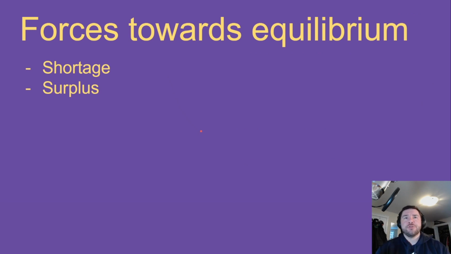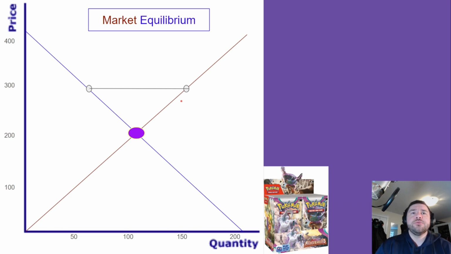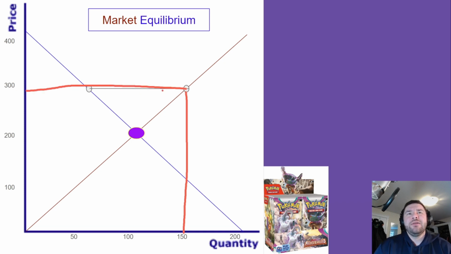That's when we talk about forces towards the equilibrium. You've got shortages and you've got surpluses. You've probably heard both of those words. I'm sure people love to throw those around. So let's do a bit of an example here. We've got 150 ballpark supply, a little under 300 bucks a box. And this many people, call it 60 boxes, is what will sell at this price. So now what do we have?